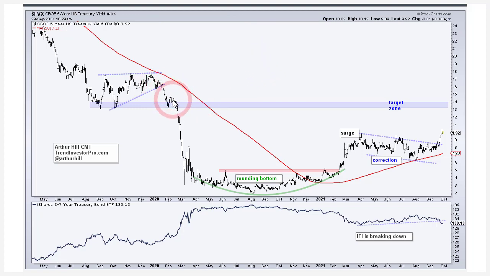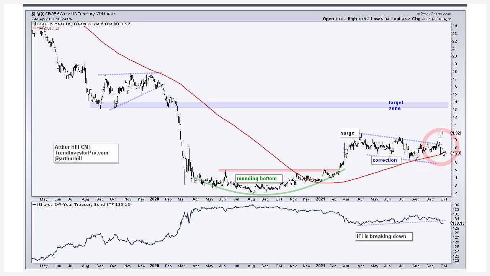So we can see here we had that move into safety. So yields fell here when we had the COVID crash. And then yields bottomed out for several months, like a year, kind of a rounding bottom there. And then you had the surge. And that was that first surge in February and March when yields surged. And we saw a rotation in the stock market as well when money moved out of techs and some of the high flyers. And so then we get this correction in the 5-year yield, and we started turning up.